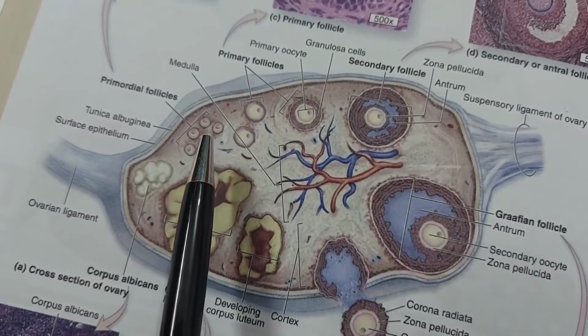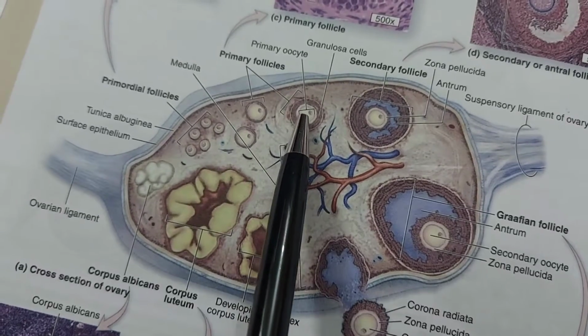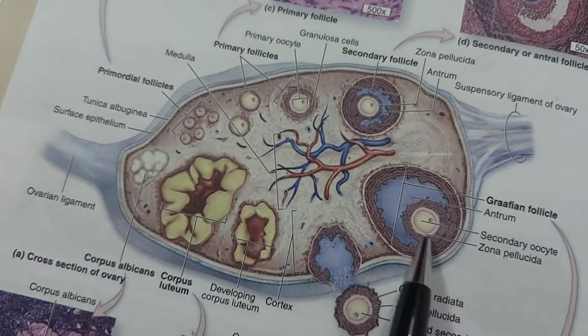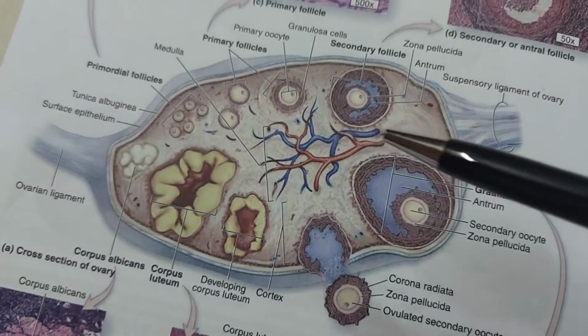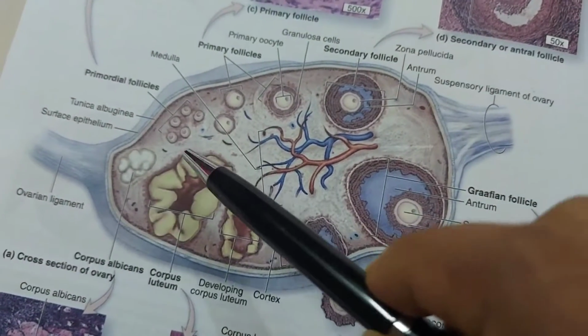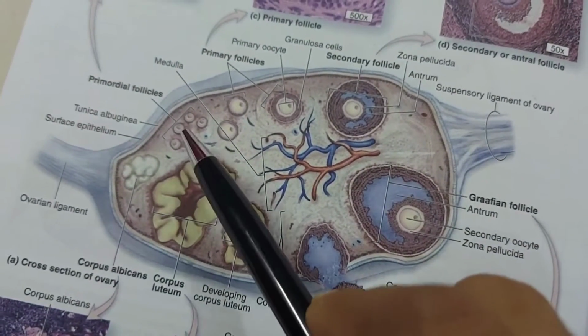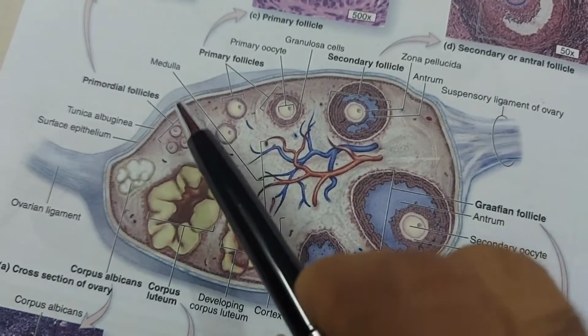And within the follicle, there is the oocyte. Here is the primary oocyte, and here we see the secondary oocyte. So now we want to clear what this thing is. For the start of our discussion, we want to clear these follicles first.